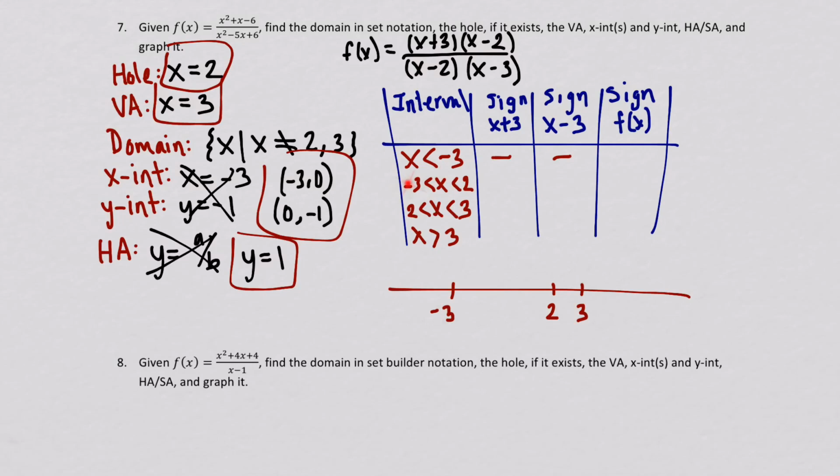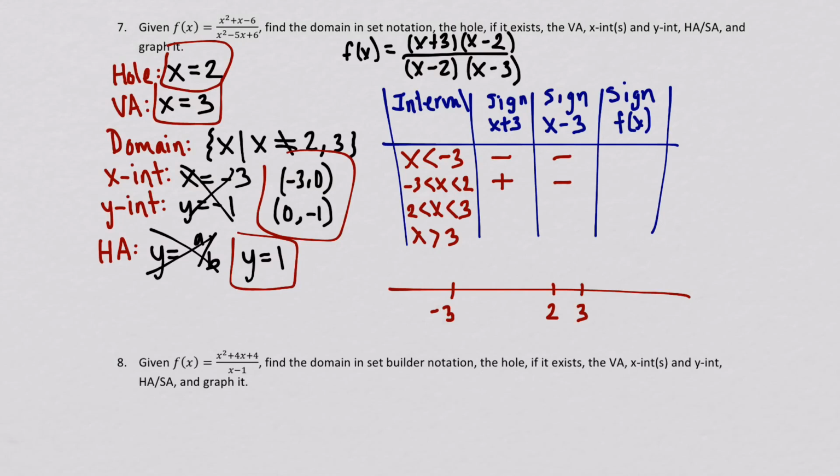Now pick a value between -3 and 2. 0 seems the easiest option here. So let's plug in 0. 0 plus 3, positive. 0 minus 3, that's negative.